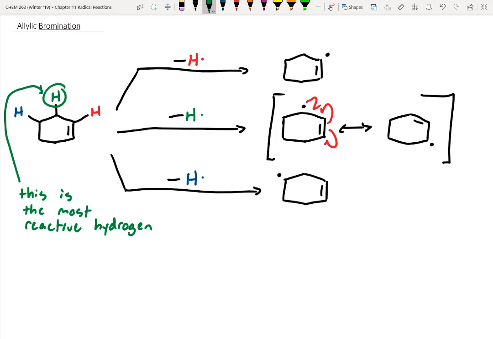Yep. So when there's a positive charge, you can do hydride shifts. Is there anything like that with radicals? That's a great question. So we saw with carbocations that they can undergo rearrangements. You don't see that with radicals. Yeah, great question.